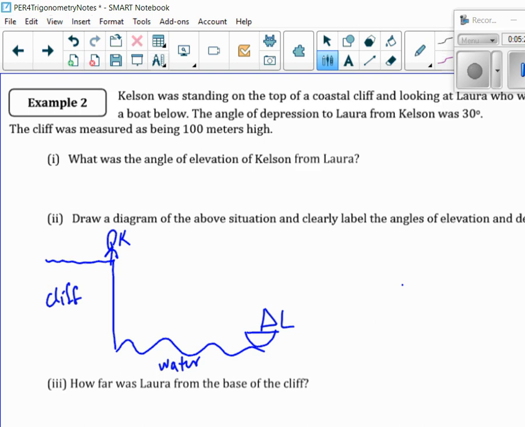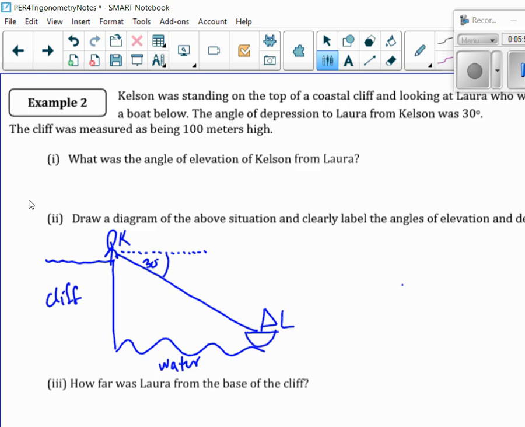L for Laura. Okay, so it says the angle of depression to Laura from Kelson. So Kelson has a horizontal like this, right? And it's saying the angle of depression to Laura. So that means it's like that. Do you see? That would be 30 degrees. Is that how you drew it? Somewhat like that?